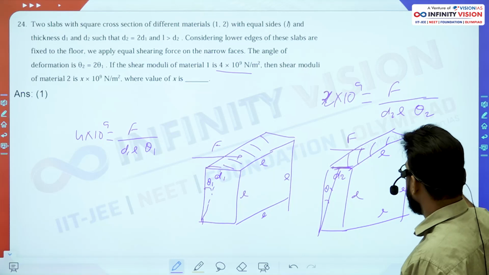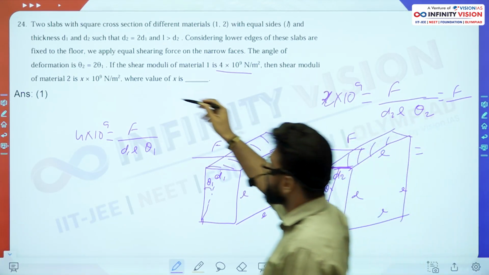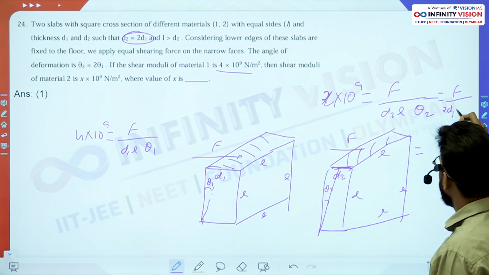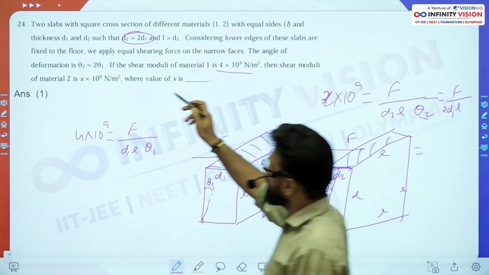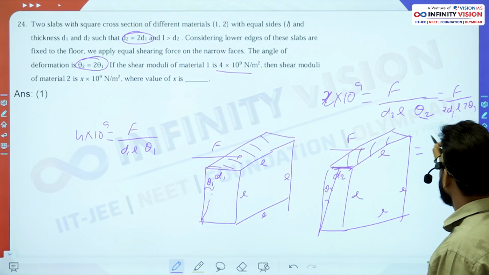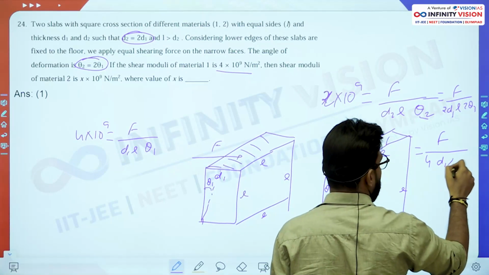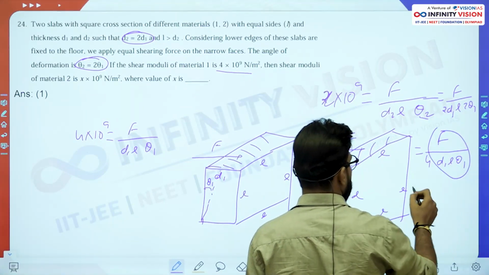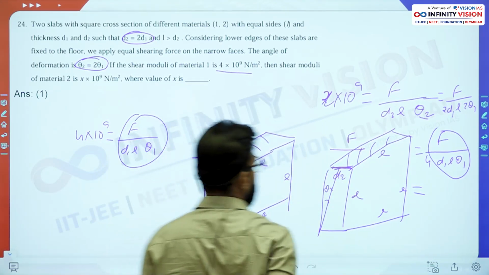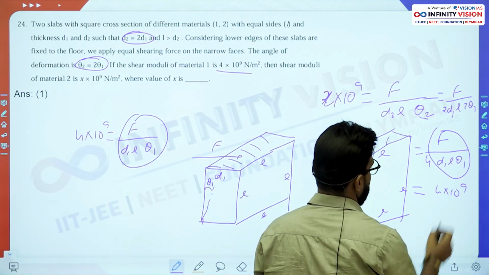From this we already know that d2 is twice of d1, so we're going to put it as twice of d1 L. Theta 2 is twice of theta 1, so it comes out to be F by 1 by 4 times d1 L theta 1. This value is nothing but 4 into 10 raised to power 9, divided by 4.